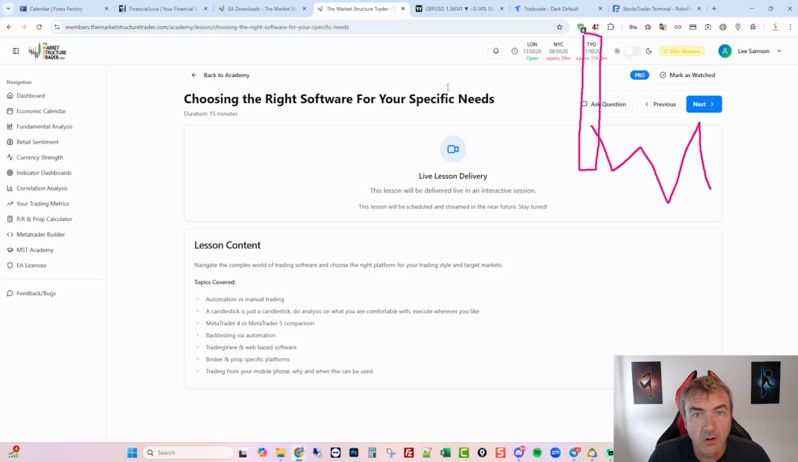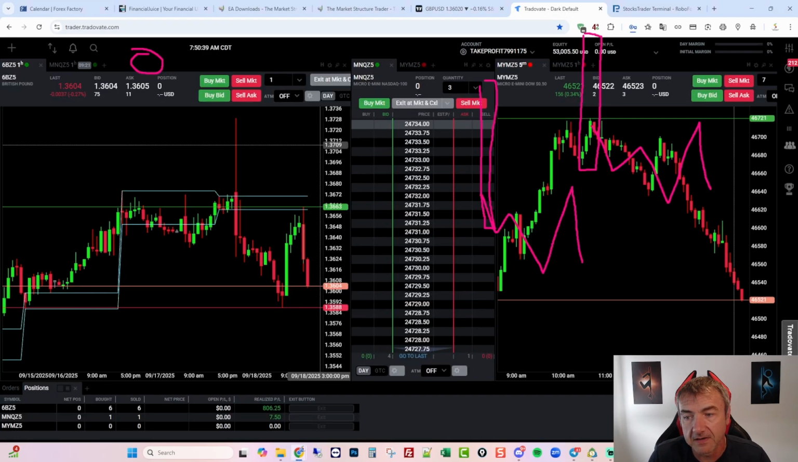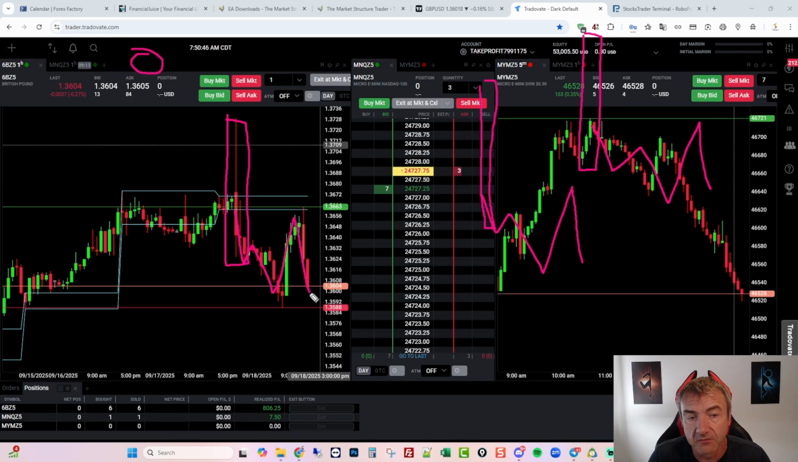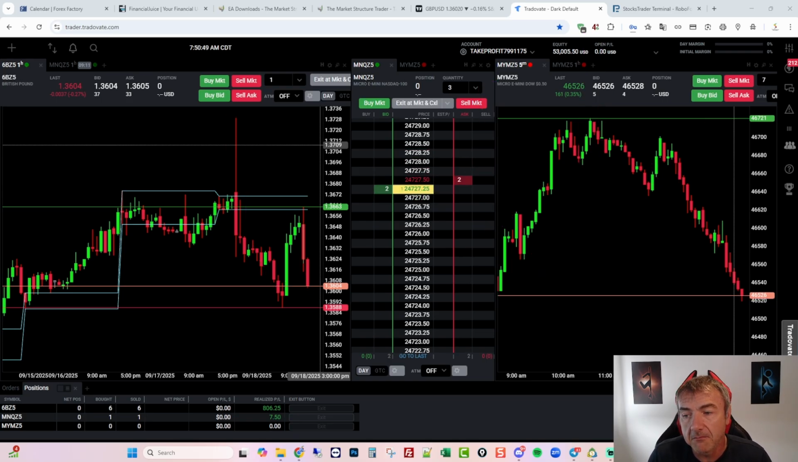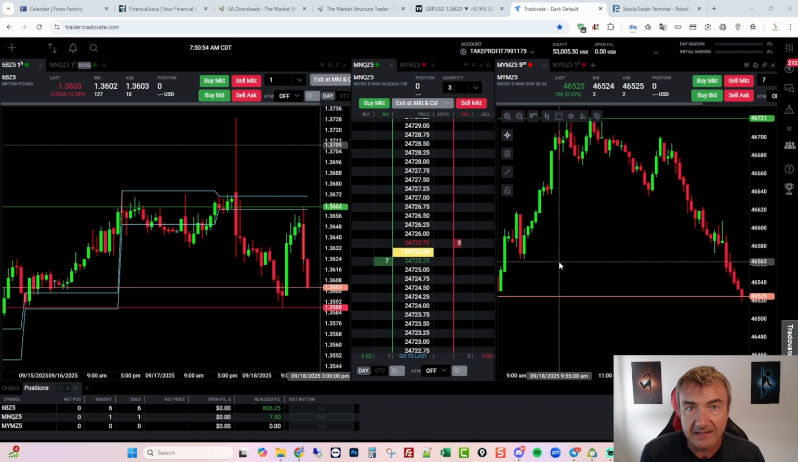If we switch over onto our web-based platforms and look at the pound US dollar, this is the FXCM broker on TradingView. There's our big spike from yesterday. The market pushed down, pushed up, pushed down, pushed up, and it's pushing down again. Exactly the same pattern playing out as on Tradovate. Here's Tradovate, this is my Take Profit Trader account. There's the big spike we had yesterday. Pushed down, pushed up, pushed down, pushed up, pushed down. Same thing. So it doesn't matter which piece of software you pick. A candlestick is a candlestick.